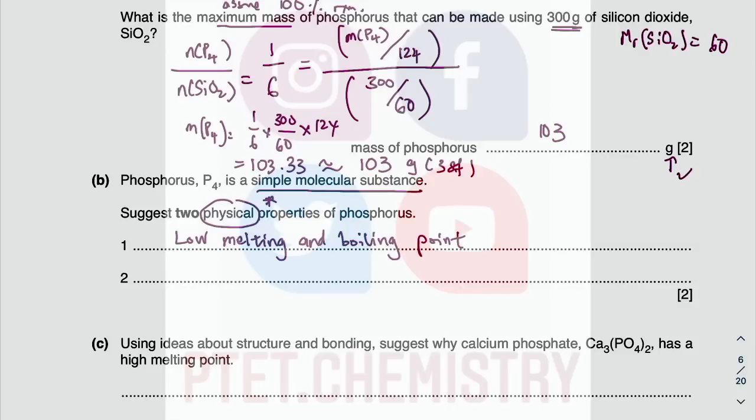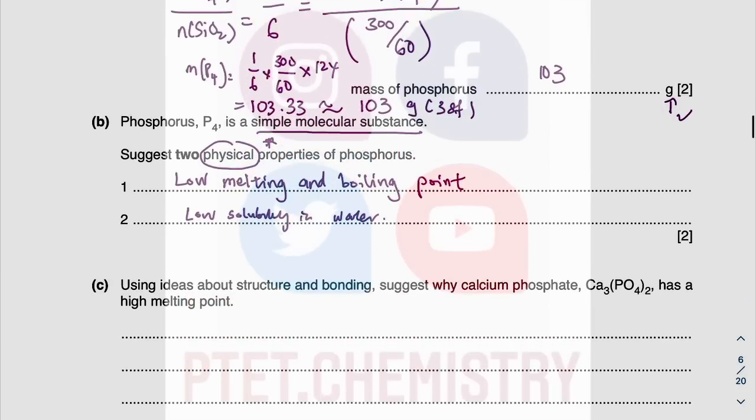Well, we can talk about solubility and we can talk about electrical conductivity, okay? So low solubility, or does not dissolve, I guess, in water. All right, so low solubility in water. Okay, you can think about it being a non-polar molecule as well. So it's not going to interact with water. So that's why it's low solubility in water, or just insoluble in water, to be honest.